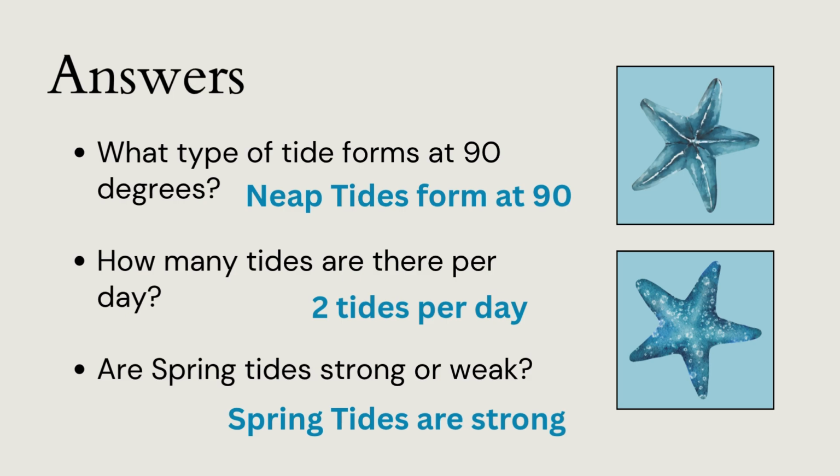Now that you've paused the video, let's see if you got your answers correct. So here are the answers. What type of tide forms at 90 degrees? A neap tide forms at 90 degrees. How many tides are there per day? There are 2 tides per day. And are spring tides strong or weak? Spring tides are strong because they have a strong gravitational force and only happen during the new moon or full moon during a straight line.